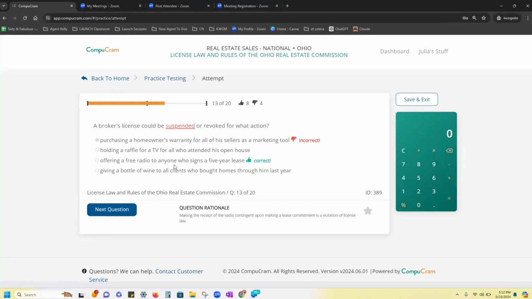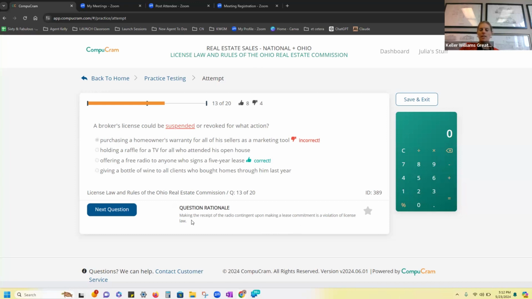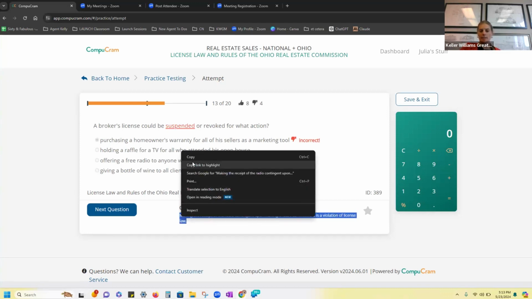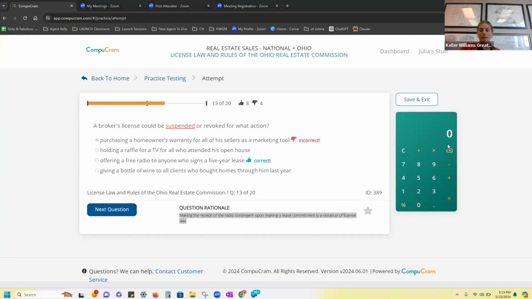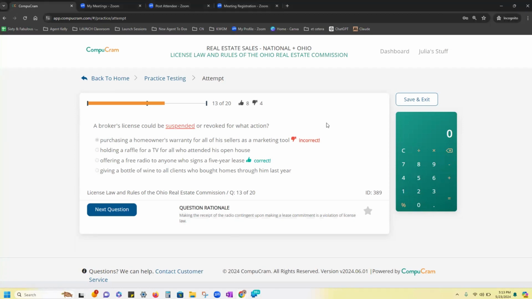Making the receipt of the radio contingent upon making the lease commitment is a violation of license law. So offering a free radio to anyone who signs a 5-year lease, basically making them sign a 5-year lease to then give them a radio, is not allowed. But paying for a homeowner's warranty for all sellers as a marketing tool, I've seen that happen. This is a confusing one, but just reversing the verbiage: sign a 5-year lease to get a free radio is not legal.